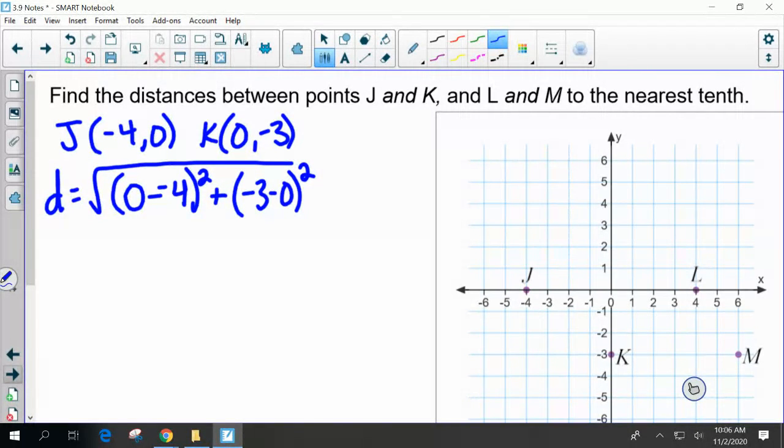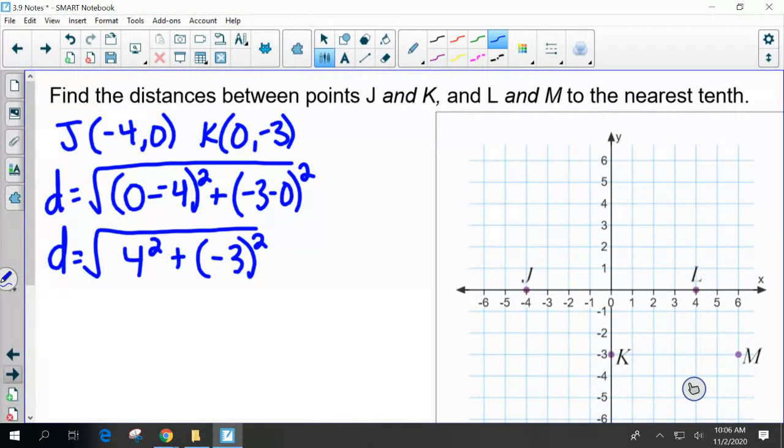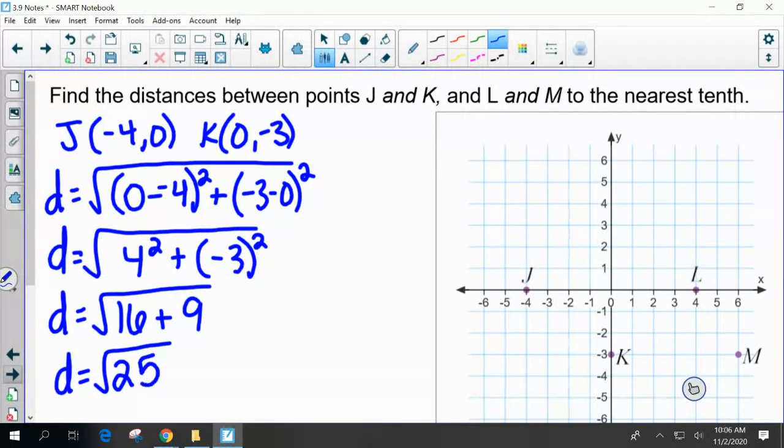Okay, so then we're going to go through and simplify. So do your parentheses first. So 0 minus a -4 would be +4 squared plus -3 minus 0, which is -3 squared. It would still be -3 squared. Okay, so 4 squared is 16 plus -3 squared, +9. So that equals 25, and the square root of 25 is 5.